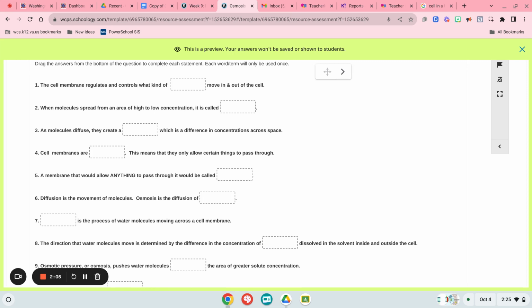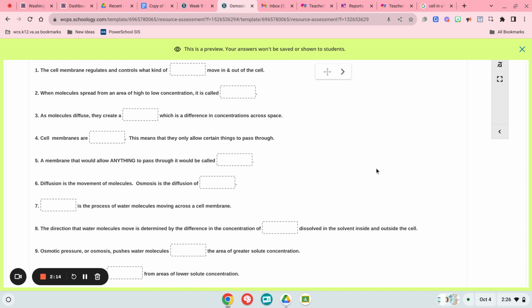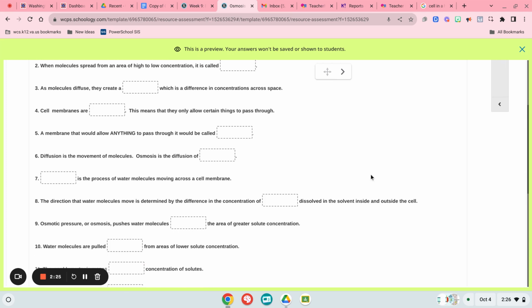Number six, diffusion is the movement of molecules. Osmosis is the diffusion of this. Number seven, blank is the process of water molecules moving across the cell membrane. And since the movement of water is a type of diffusion, it's a type of passive transport. That means it moves from a high concentration of water to a low concentration of water until equilibrium is reached. Number eight, the direction that water molecules move is determined by the difference in the concentration of this, which is dissolved in the solvent inside and outside of the cell.